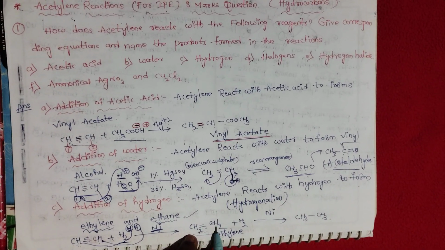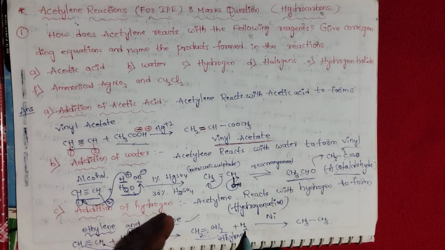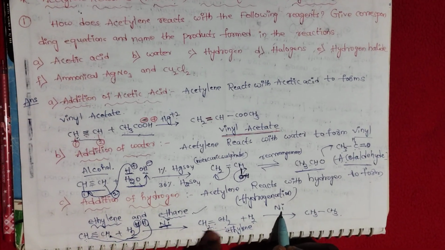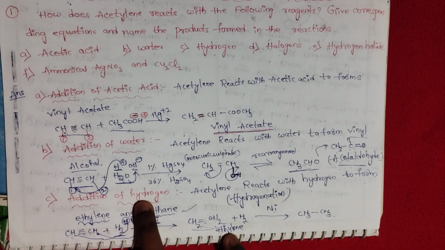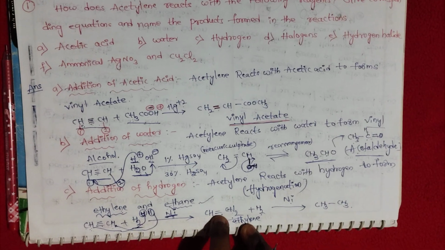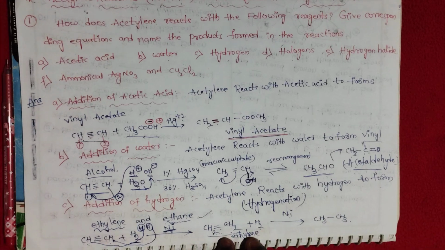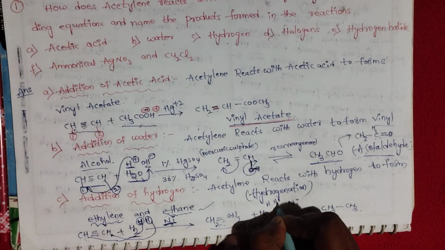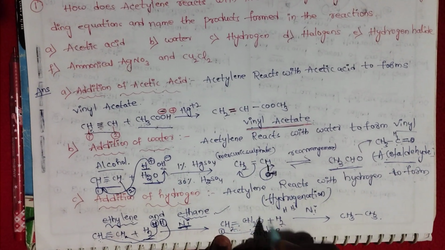What is the formula of ethylene? CH2 double bond CH2. One more chance is there, involving the addition of hydrogen, that is, a hydrogenation reaction in the presence of nickel. How is the hydrogenation possible for ethylene? In ethylene, how many bonds are there? A double bond is there. By the addition, the same phenomenon: hydrogen is added to the ethylene. H2 is divided into H and H, one hydrogen is added to this side and another hydrogen is added to this side.